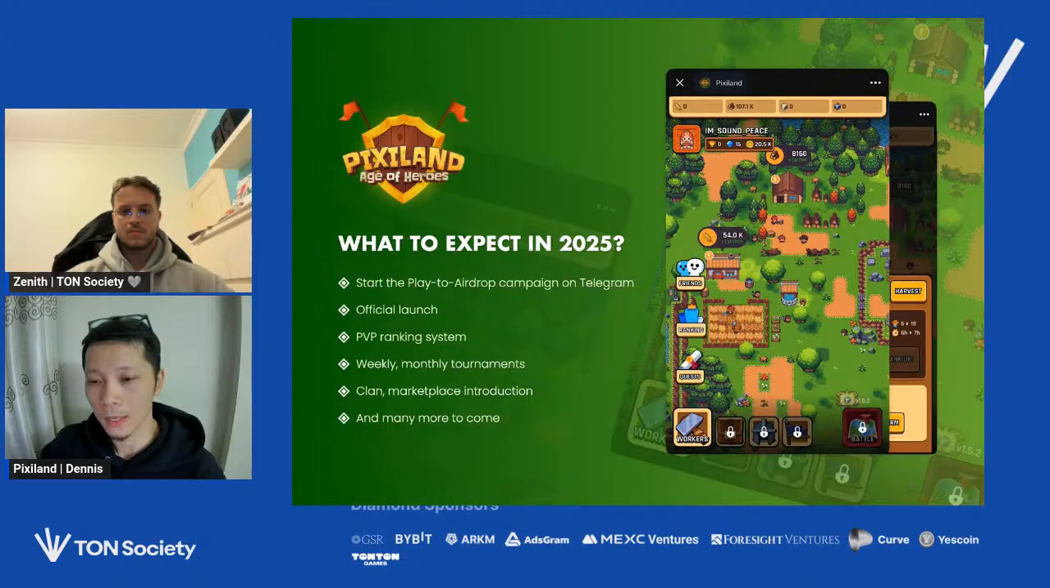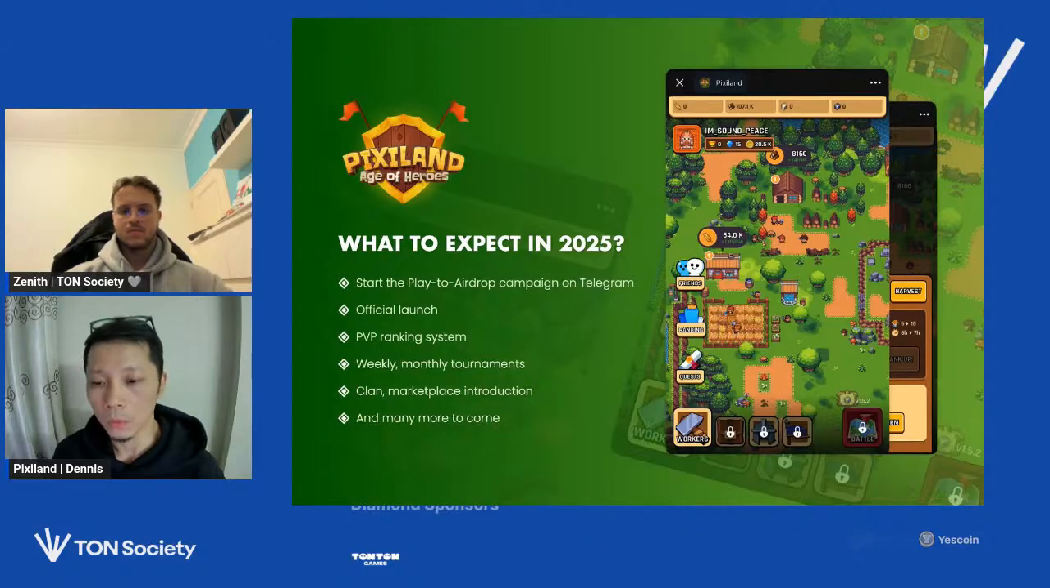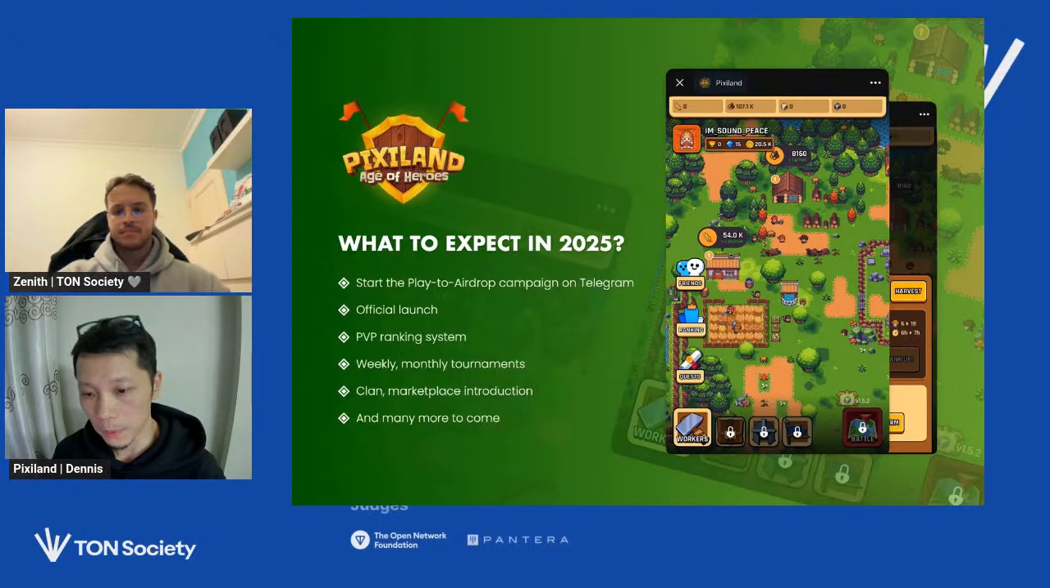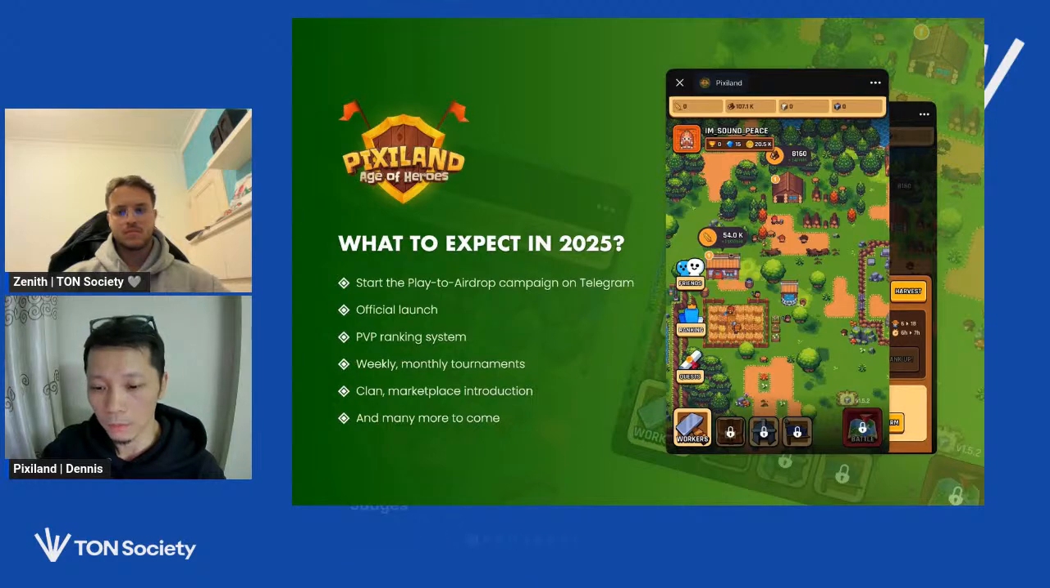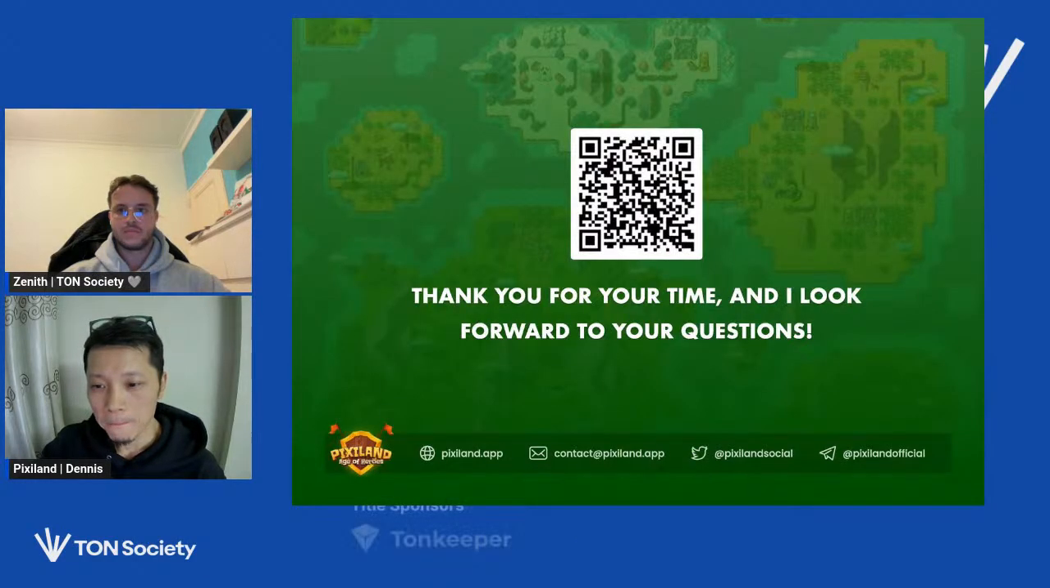And what's coming next in 2025? We will carry out our airdrop program, and we will launch our PC token. We will also release the PvP features and other things like tournaments, the clan, and the marketplace. So as you can see, there are a lot of things to expect in 2025. Yeah, so that's it on my side. Thank you.